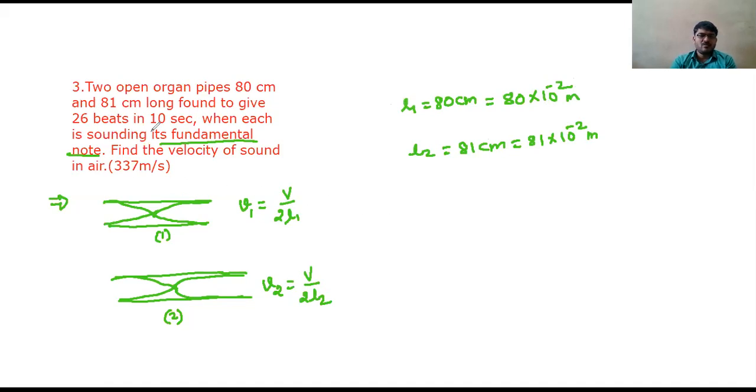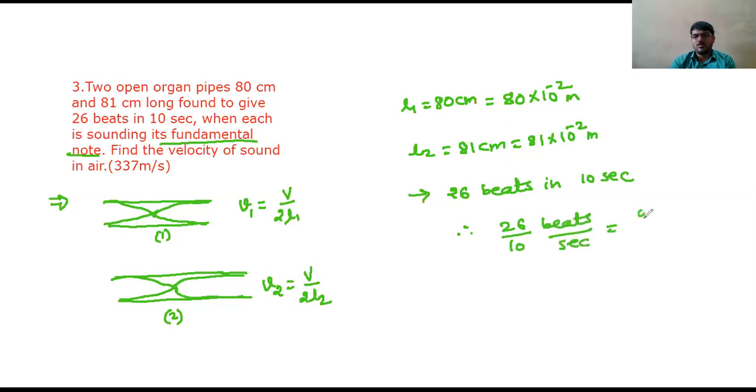And he has given beats also, 26 beats in 10 seconds. So we want beats per second. Therefore, 26 by 10 beats per second, which is equal to how much? 2.6. Now use our formula. x is equal to nu1 minus nu2. What is that? X is equal to nu1 minus nu2.